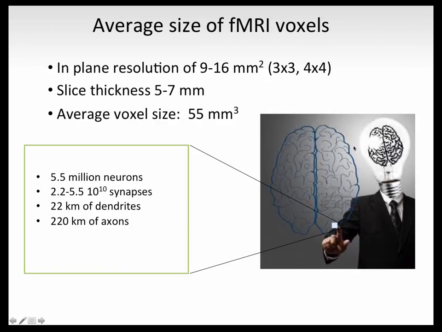And if you compare the size of fMRI voxels, which are, say, 3 by 3 cubic, it'll have an average voxel size of about 55 cubic millimeters. Inside a voxel of that size, you end up having 5.5 million neurons, 22 kilometers of dendrites, 220 kilometers of axons. I think that's roughly the distance between here and Philly. So there's a lot going on, and what we're getting is a very, very averaged signal.